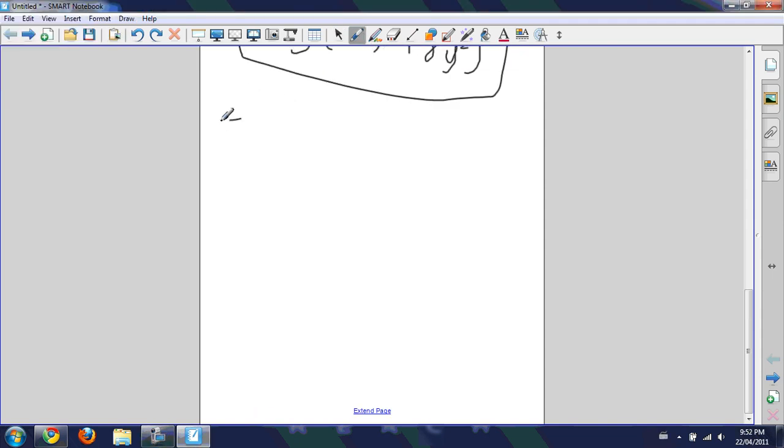Alright. Now I'm going to be doing 5A. And the question says factor if possible. And the question is 3x bracket x plus 8 plus 5 bracket x plus 8.